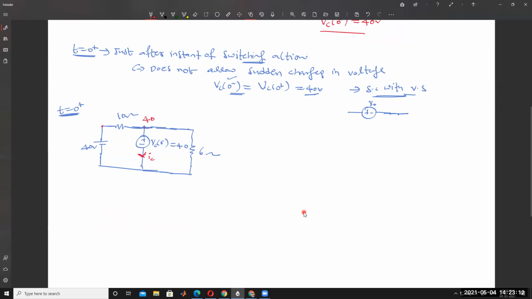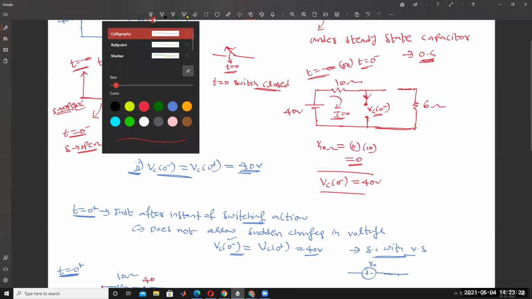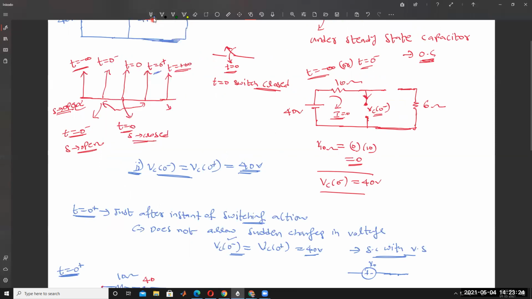And then under steady state condition, what is the current flowing to the capacitor under steady state condition? Here this is called VC of 0 minus, and also this is called IC of 0 minus. Am I right? That means open circuit. Under open circuit condition, IC of 0 minus is equal to 0 amps. That is the third one. It's clear?